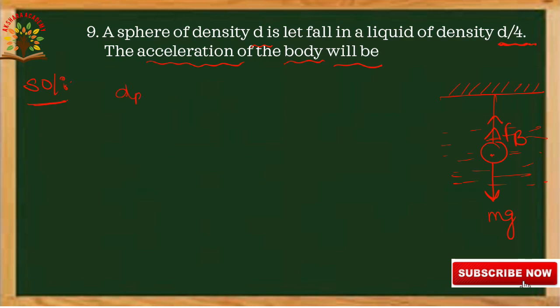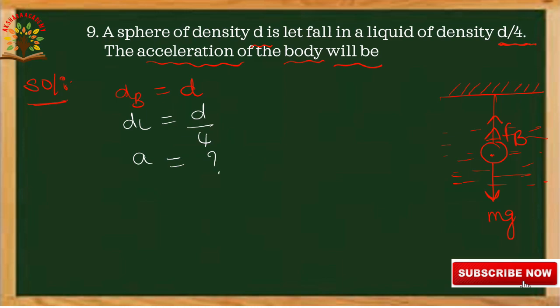That is, d_B is equal to d, the density of the body, and the liquid of density is given as d by 4. d_L is equal to d by 4, and a is equal to question mark. We have to calculate a.